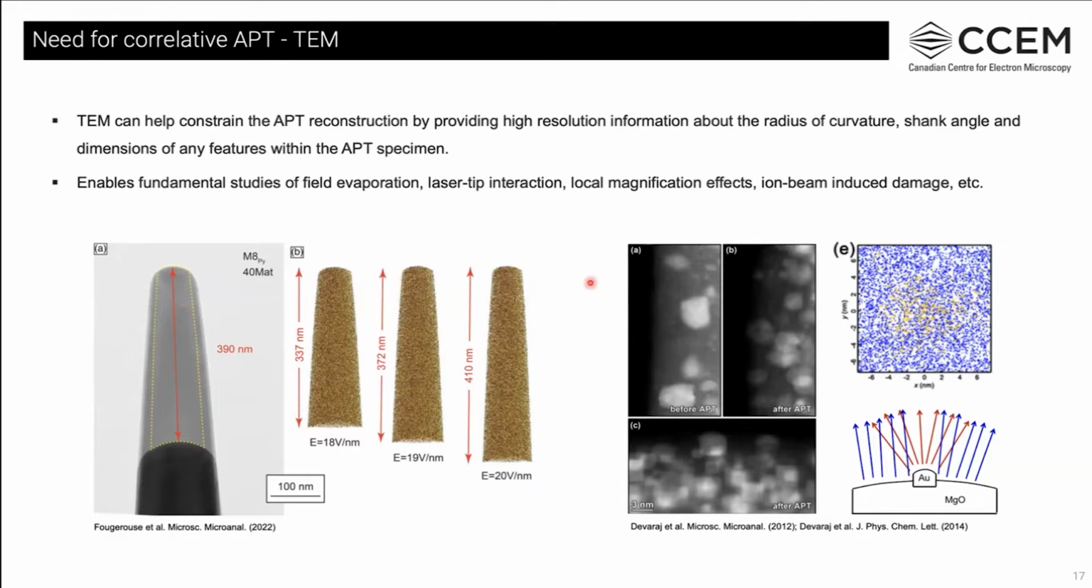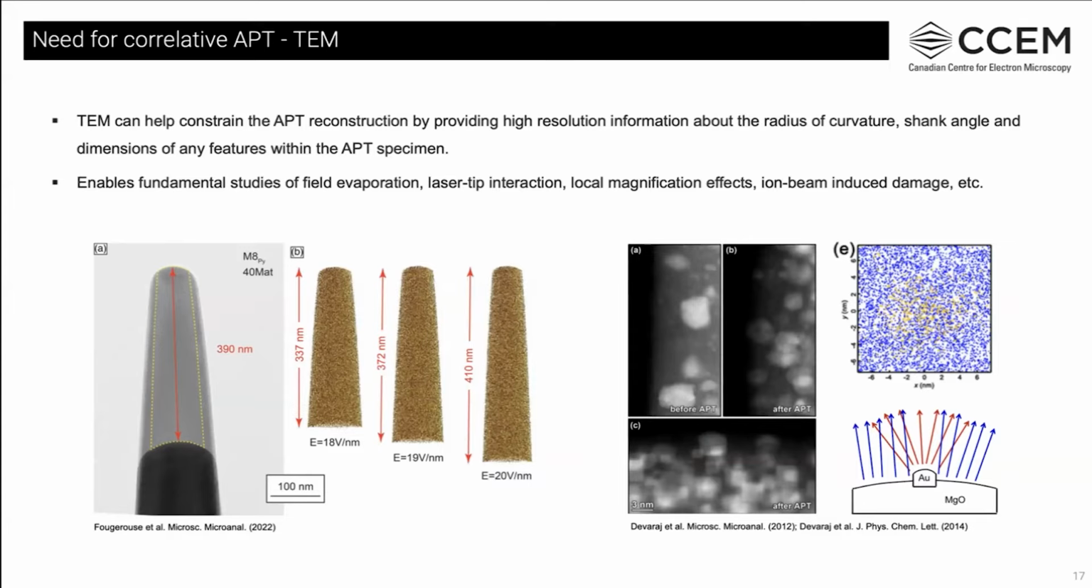Likewise, high-resolution imaging of the tip provides information about the evolution of the specimen during a run and the local magnification effects that influence the data. So for example, this work from PNNL on gold nanoparticles embedded in a magnesium oxide shows how after APT, the gold particles protrude from the surface of the tip, resulting in trajectory overlaps, so the mixing of matrix and core of the particle. And this ultimately affects the chemistry at the interface.